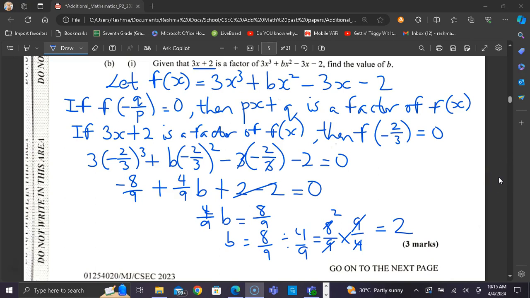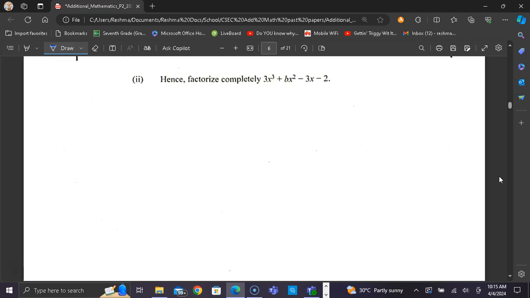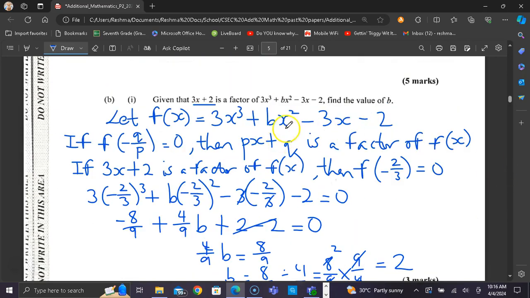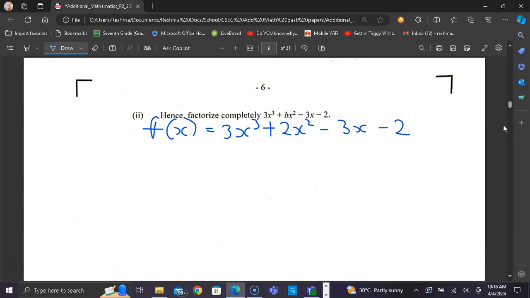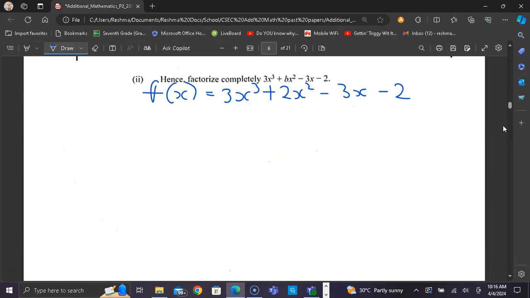Okay, so let's go on to part 2 of the question. So for 3 marks, hence factorize completely 3x cubed plus bx squared minus 3x minus 2. So now that we know that b is 2, we can substitute b is 2 into the function. So our function is f of x is 3x cubed plus 2x squared minus 3x minus 2. Now, since we know from part 1 that 3x plus 2 is a factor, then to factorize, we need to find the other factors. So we'll need to do some long division. All right, so let's do that.